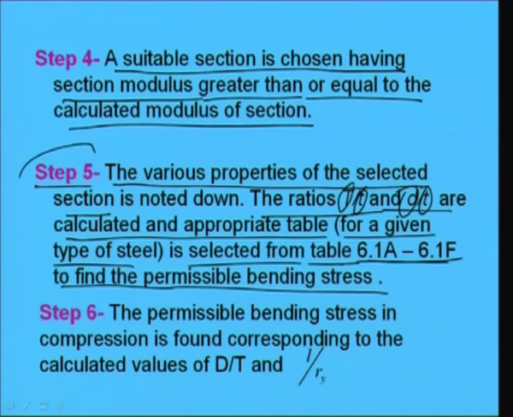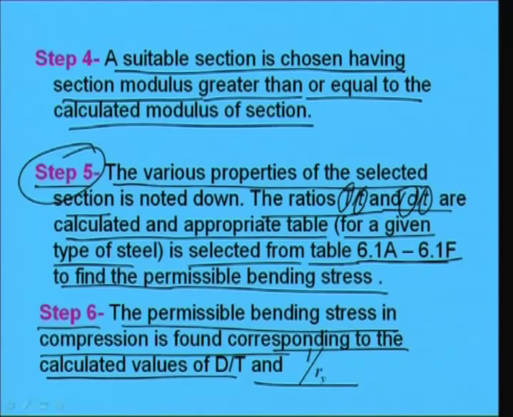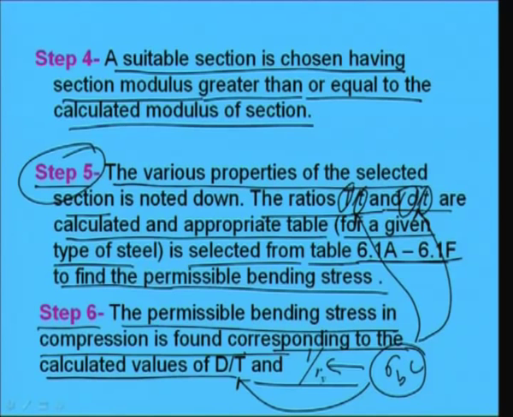So, in step 5 we will do all these things and next step, what we will do? The permissible bending stress in compression can be found corresponding to the calculated values of d by t and L by ry ratio. So, sigma bc is dependent on L by ry and d by t, as well as the value of T by t, right. On the basis of different parameters, finally, we can find out the allowable bending stress in compression, that is sigma bc. Then we can find out the actual moment carrying capacity of the beam.